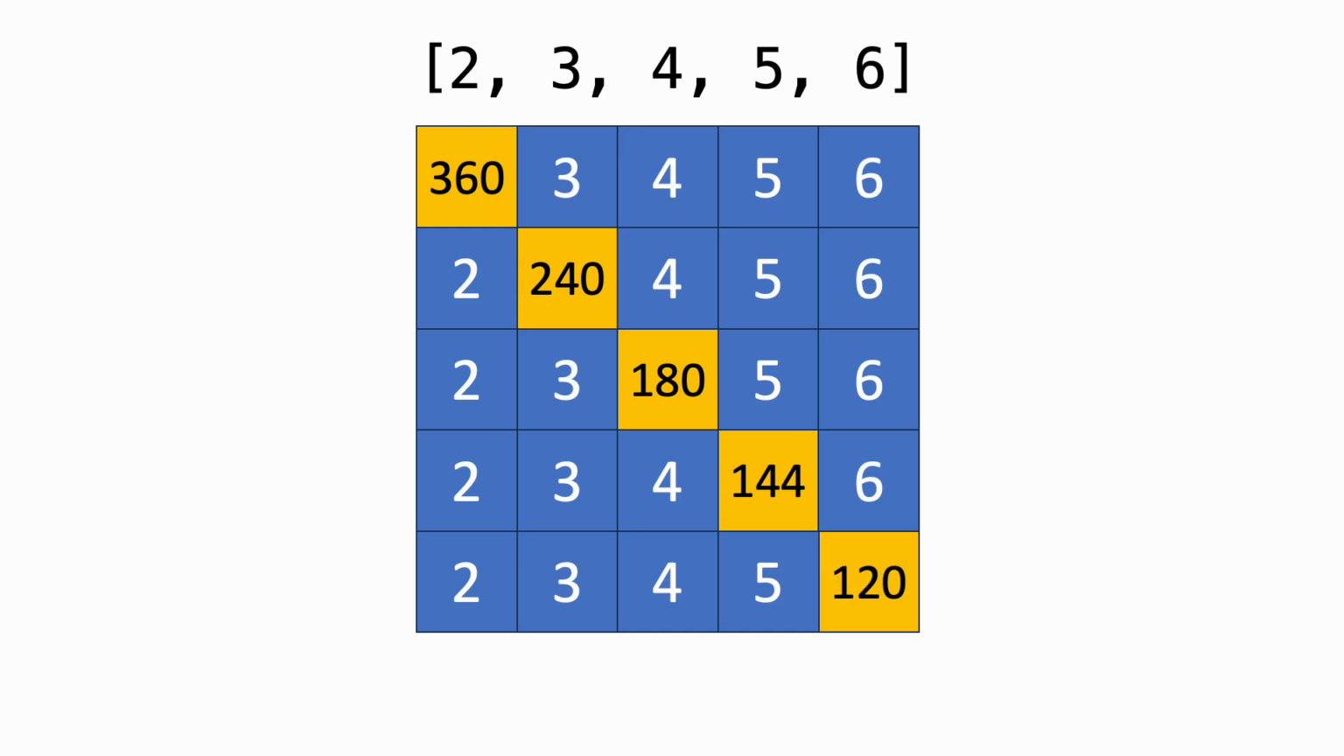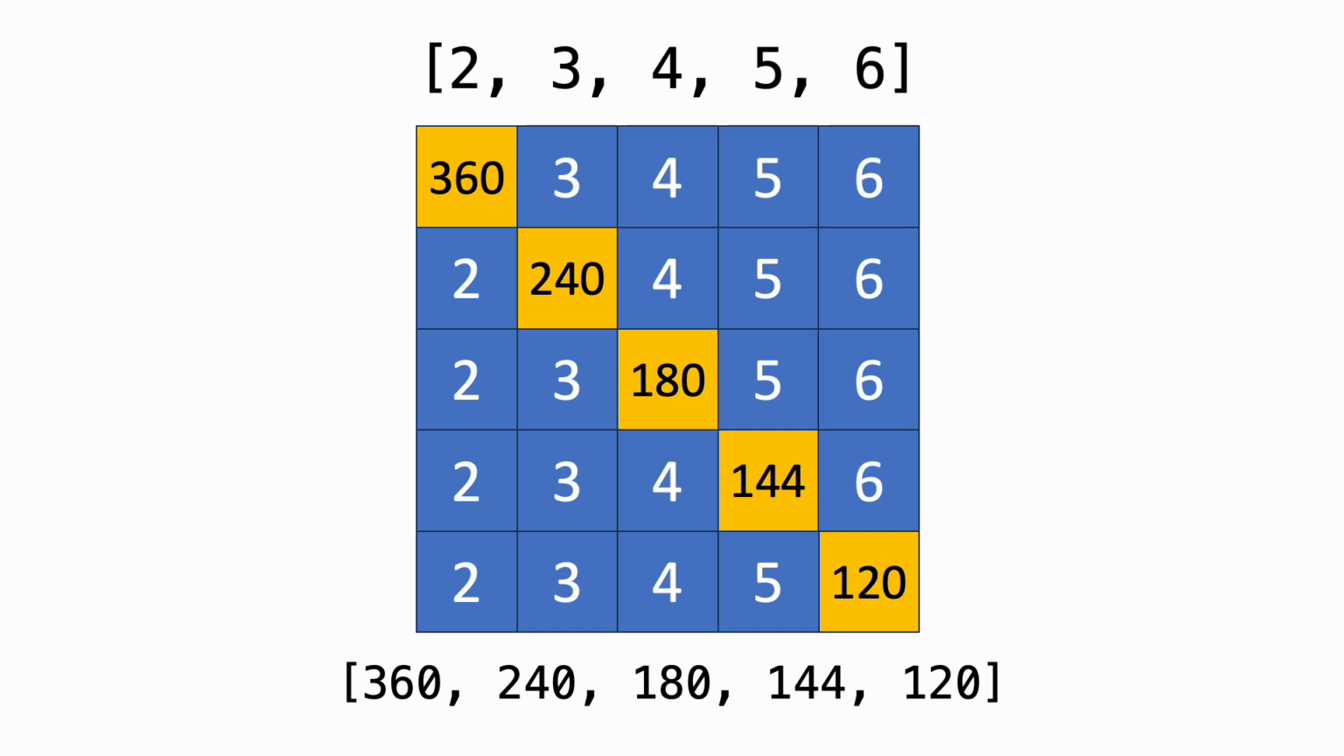Now that we've calculated every single product, we would return an array that looks like this. The values are 360, 240, 180, 144, and 120. So the way we just did it is the brute force method, where we just manually calculate every single product. This gives us the correct answer, but as you can see, this runs in O(n²) time. So how can we reduce this to O(n) time?